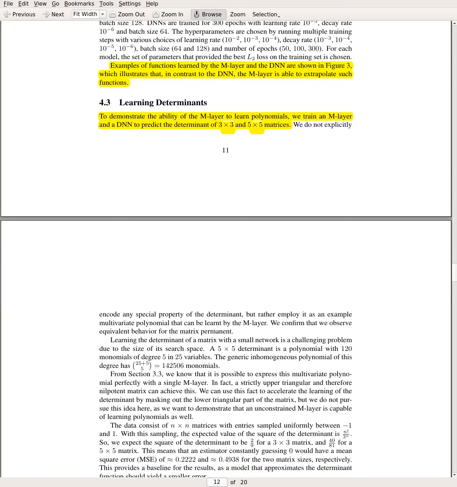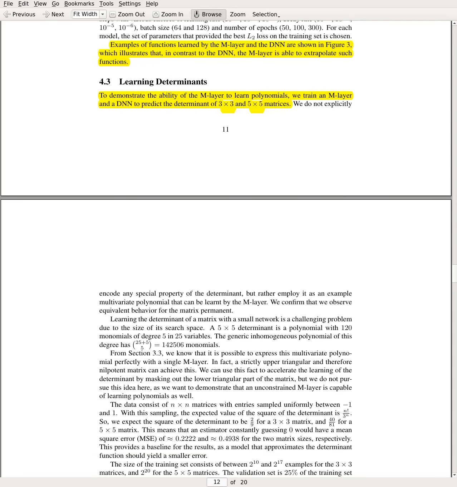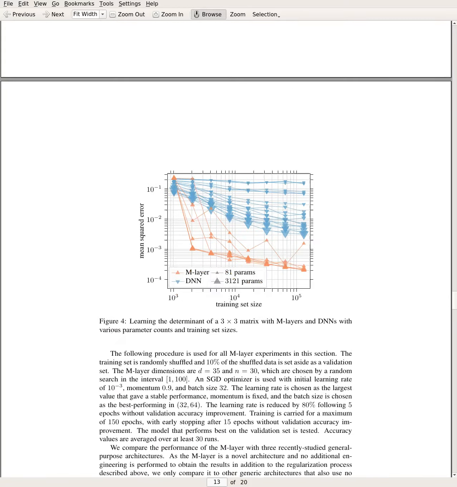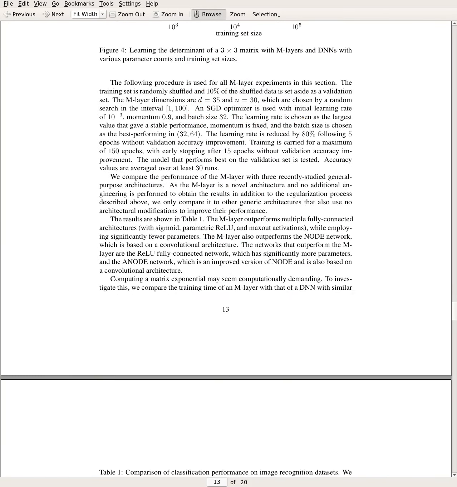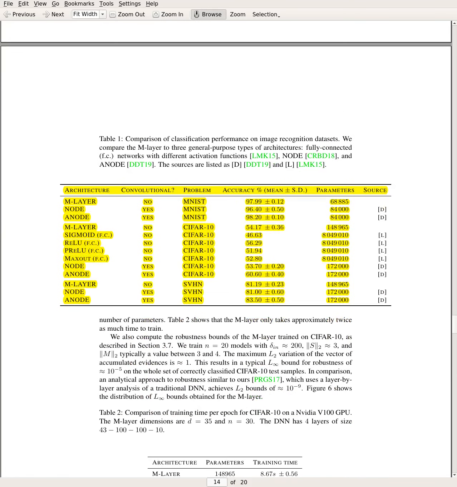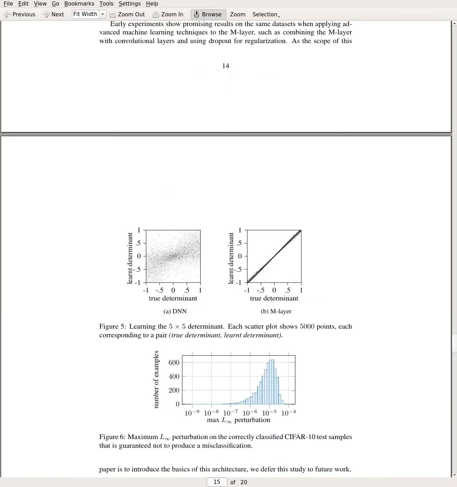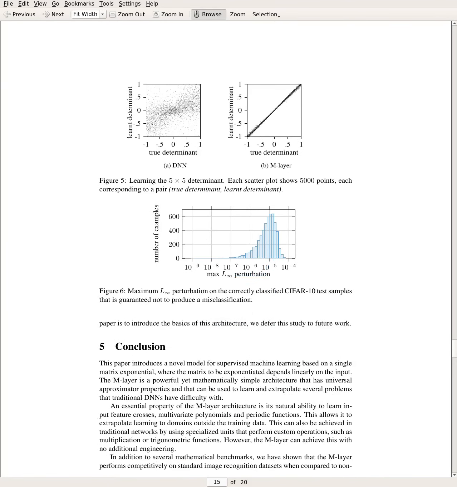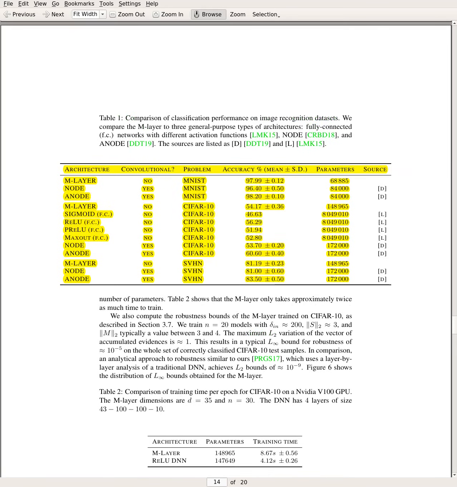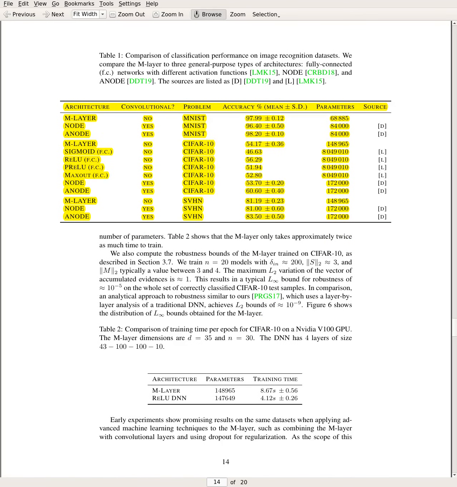Learning determinants. To demonstrate the ability of M-layer to learn polynomials, we train M-layer and DNN to predict determinants of 3 times 3 or 5 times 5 matrices. So if I understand it correctly, they put a matrix on input and try to predict the value of its determinant, and they actually show that they perform very well. It's going to be seen on this image. But never mind. Let's look at the standard datasets.